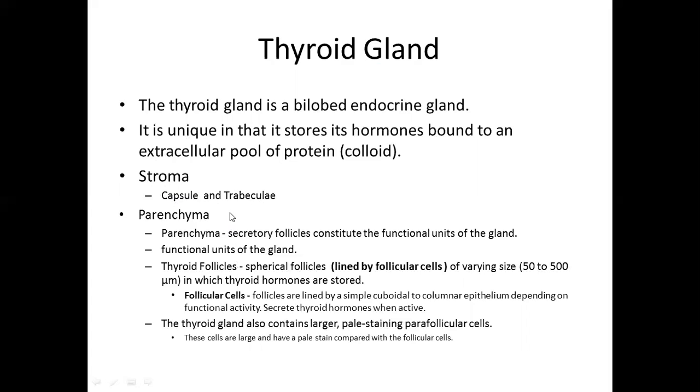There are two different kinds of cells, follicular cells and parafollicular cells. Follicular cells are lining the spherical follicles, which are termed thyroid follicles. They are simple cuboidal to simple columnar.